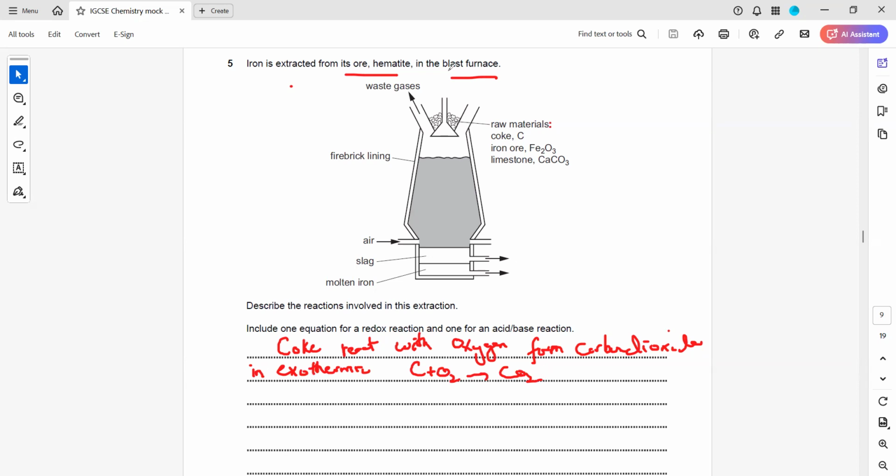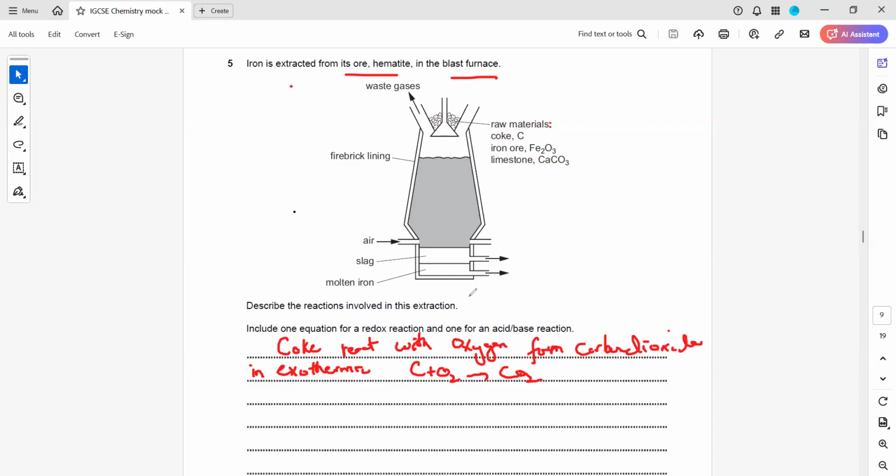That's the first thing. Then carbon dioxide reacted with more coke to produce carbon monoxide. How do we know that this is the first reaction? Why do we call this the first reaction? Because this is the only reaction which is exothermic.